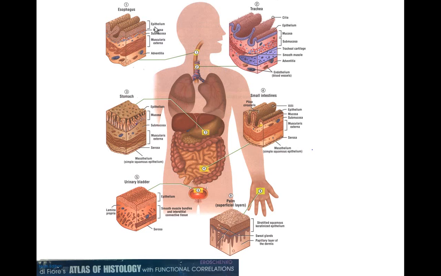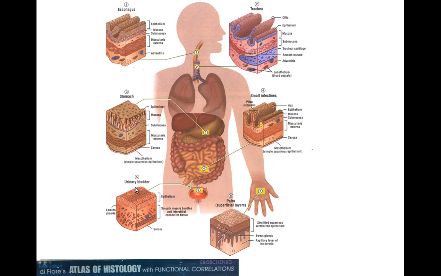In the esophagus, we had stratified squamous epithelium. That's also what we have here in skin. Stratified squamous epithelium is non-keratinized in the case of the esophagus, but we do have it there. Trachea, we have pseudostratified columnar ciliated cells. In the stomach and the intestine, we have simple columnar cells. In the urinary bladder, we have transitional epithelium. And so in different parts of the body, you have different components.